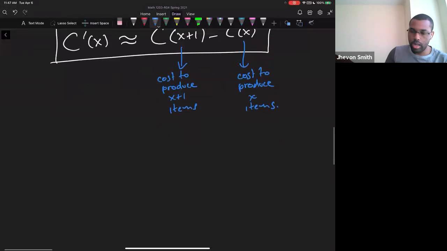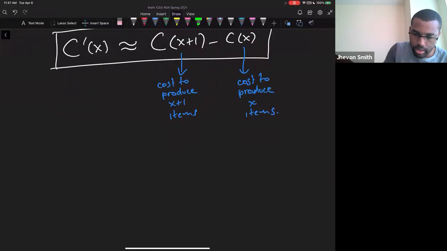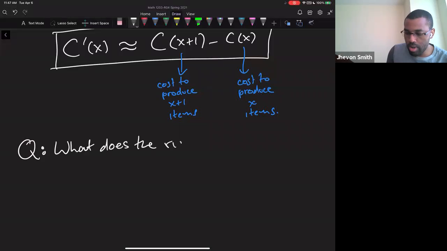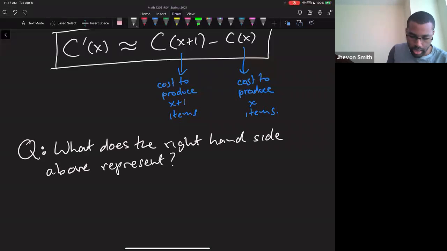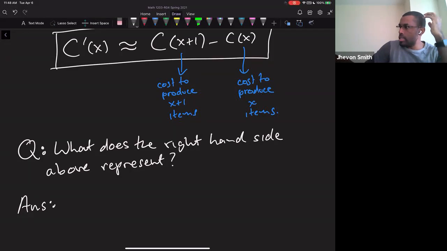So now, bring up a question to you guys. What does the right-hand side above represent? If you were to tell me in words, that expression, C of x plus 1 minus C of x, what is it telling me? What is it calculating? What information can I get from that expression? Profit? No, for profit, you have to know how much money you're making, right? Like there's only costs being shown here. It's always a cost function. You can't determine profit just by cost.